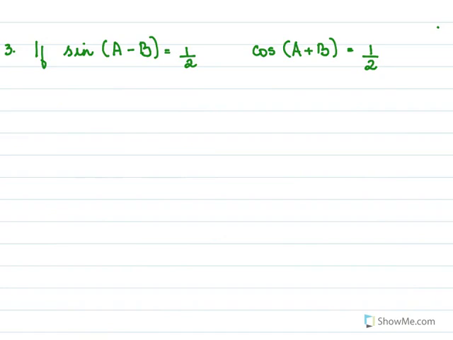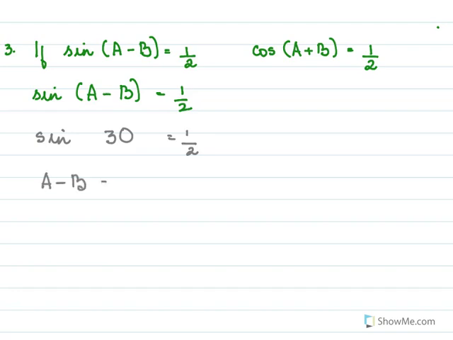If sine of a minus b equal to half and cos of a plus b is half, find a and b. So let's start with sine a minus b equal to half. We need to go to the table and find the sine of which angle is half. And you'll find that sine of 30 is half. So on comparing this, I can say a minus b equal to 30, equation 1.